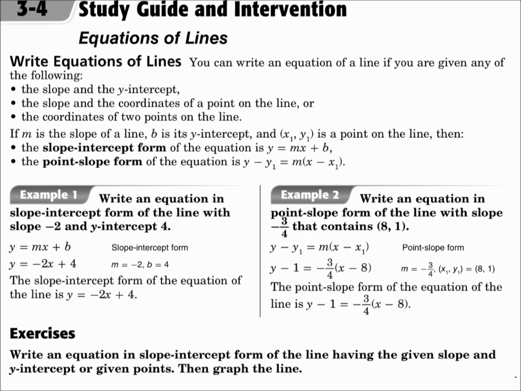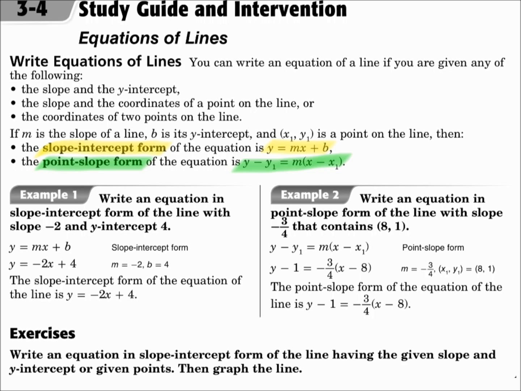If m is the slope of a line, b is its y-intercept, and the coordinates x1, y1 is a point on the line, then slope-intercept form is y equals mx plus b. Point slope form is y minus y1 equals m times the quantity x minus x1. So when these equations are written out, x and y will still be x and y, and the other variables will have numbers in their place.